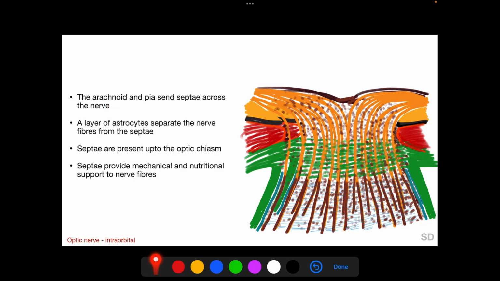The arachnoid and the pia send septi across the nerve, and a layer of astrocytes separate the nerve fibers from the septi, and the septi are present up to the optic chiasm. The septal system provides mechanical and nutritional support to nerve fiber.